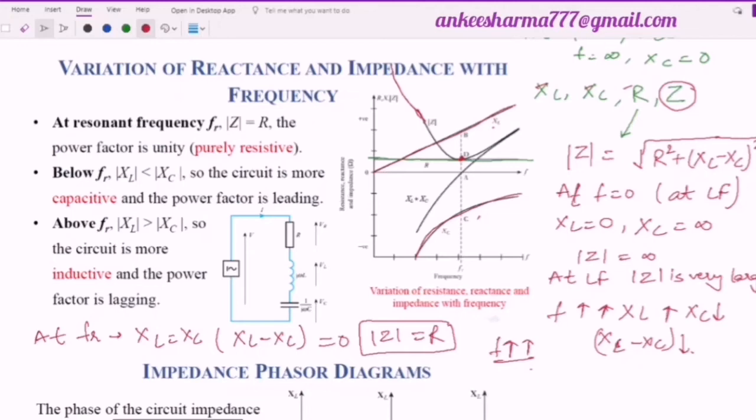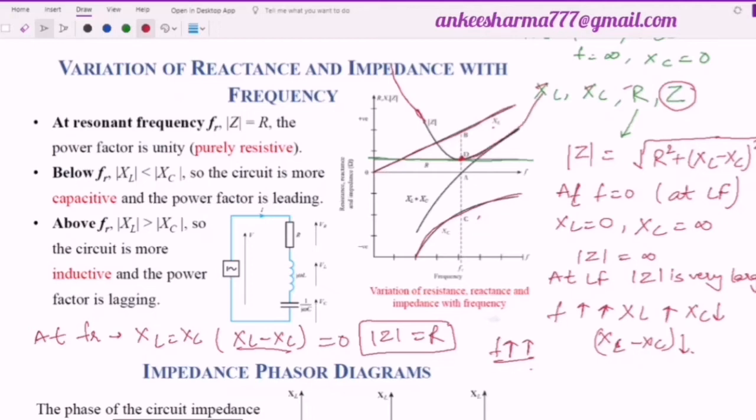Before the resonant frequency, what is the scenario? Your XC was greater than the XL, but now after the resonant frequency, your XL will be greater than the XC, and again the difference of XL minus XC will be large, and your magnitude of Z will again start increasing. So you will find this curve starts increasing, and it reaches up to this.